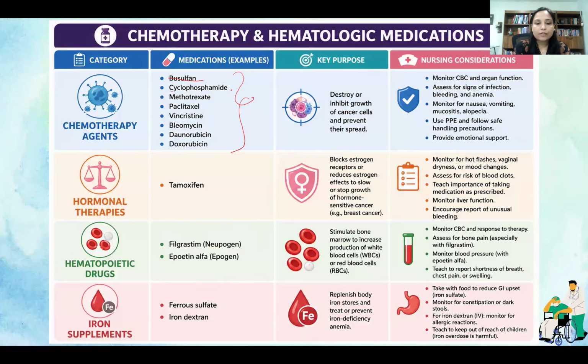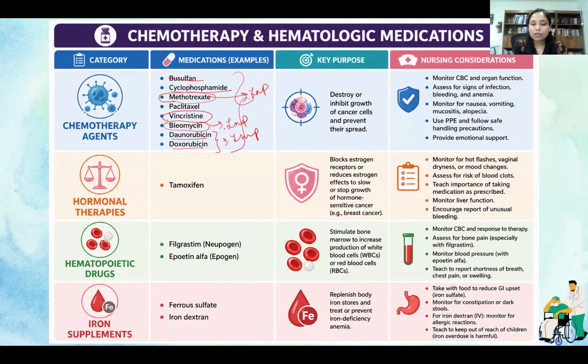Busulfan, cyclophosphamide, methotrexate. Methotrexate is an important medication for your exam. Vincristine, bleomycin, important. Doxorubicin and daunorubicin. These are also important medications. So cyclophosphamide, methotrexate, vincristine, bleomycin, daunorubicin, and doxorubicin. These are the different subtypes of chemotherapeutic agents.